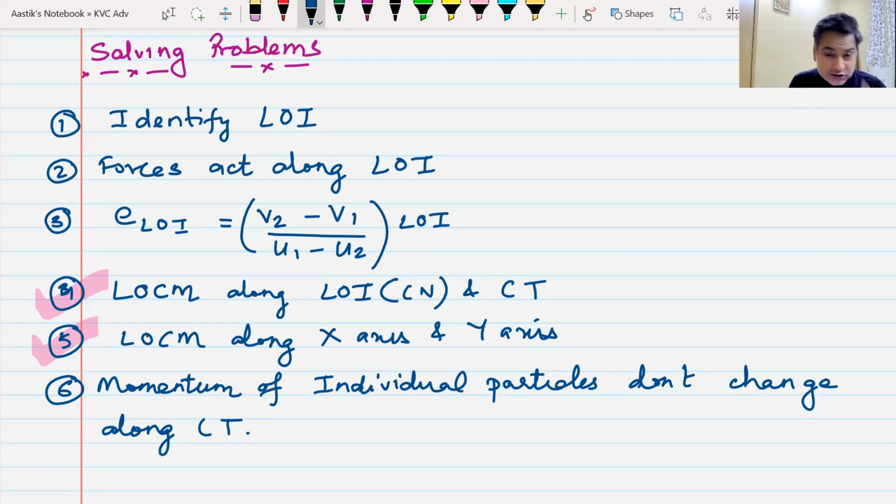So if we take a direction which is perpendicular to the line of impact, the momentum of individual bodies also will not change. Do we understand this? These are some of the points that you must remember while solving any problem. Do we understand this? Have we noted it down, beta?